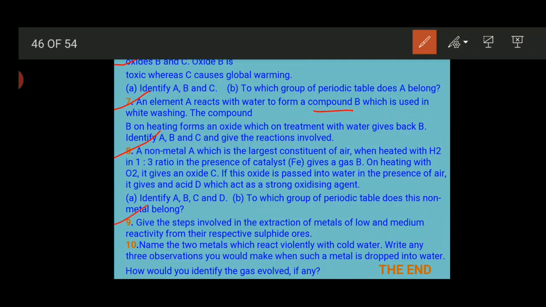Ninth question is, give the steps involved in the extraction of metals of low and medium reactivity from their respective sulfide ore, that we already discussed. Name the two metals which react violently with cold water. Write 3 observations you would make when such a metal is dropped into water, and how would you identify the gas evolved. That is the sodium and potassium metal which violently react with cold water.